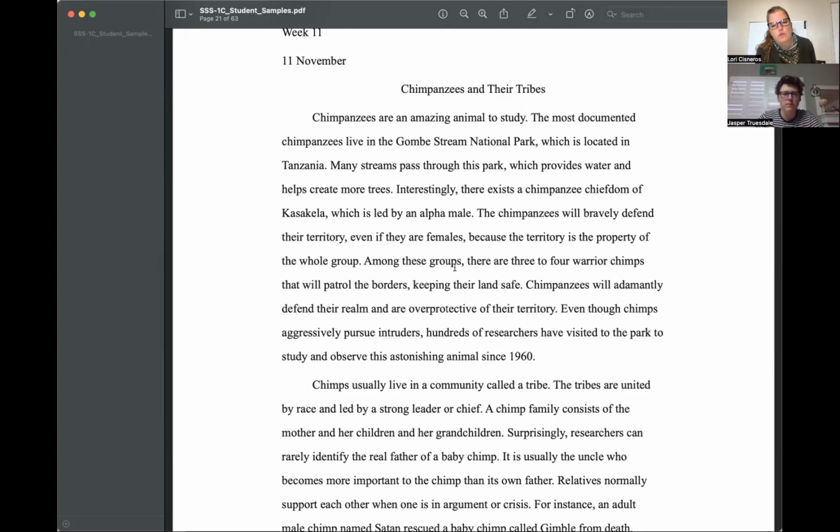Among these groups, there are 3 or 4 warrior chimps that will patrol the borders, keeping their land safe. Chimpanzees will adamantly defend their realm and are overprotective of their territory. Even though chimps aggressively pursue intruders, hundreds of researchers have visited the park to study and observe this astonishing animal since 1960. So they chose habitat, I think, because they're talking about this park, but they chose information mostly about habitat to start with.